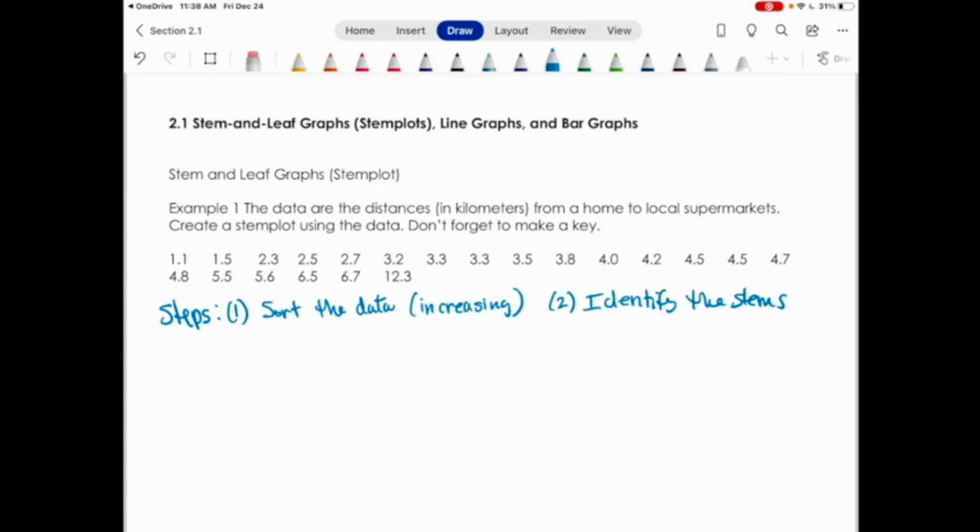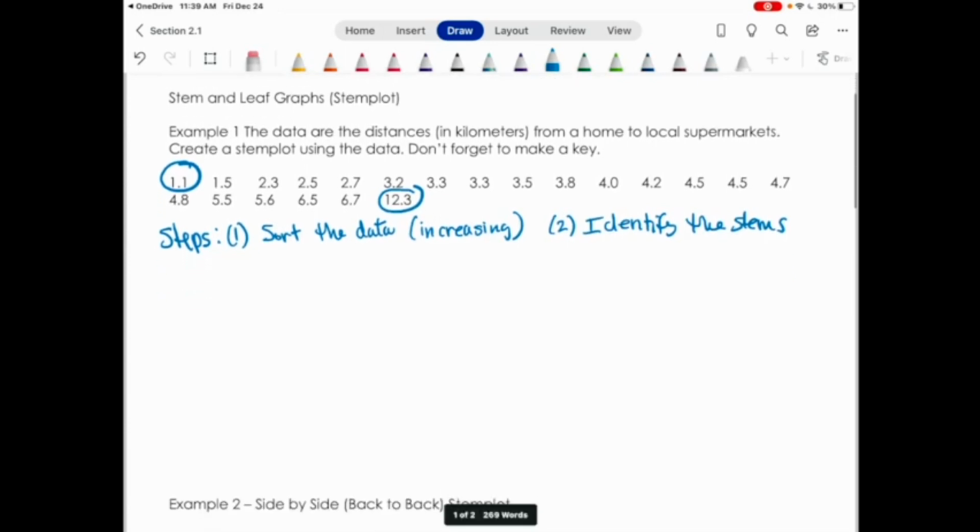Okay, so the stems are going to be the numbers to the left, and your leaf is going to be that last digit on the right. So by identifying the smallest and the largest numbers, we can see what our stems are going to be. When I look at our data set here in the example, our smallest number is 1.1, and our largest number is 12.3. Since the last digit is going to be our leaves, the leaf for 1.1 is going to be 1, because that's our digit to the right. And for our largest number, our leaf is going to be 3. So my stems are going to be the numbers 1 through 12.